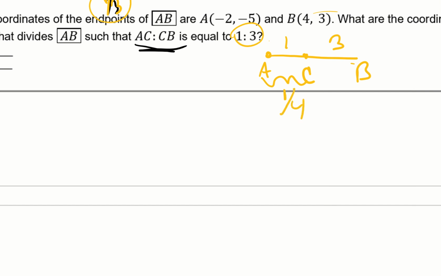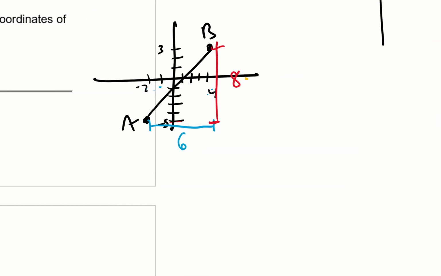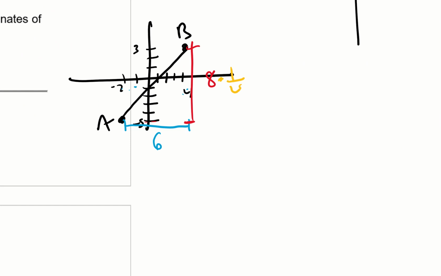Okay, so just add the 2 numbers and that's your denominator. And then the first number here is your numerator. So our fraction of partition is going to be 1/4. So put this over 1, multiply straight across here. 6 over 4 reduces to 3 over 2, which is the same thing as 1.5. And then this is 8 over 4, which is 2.